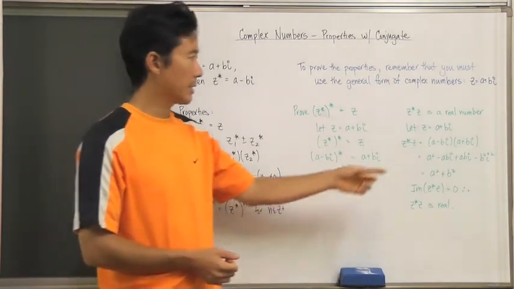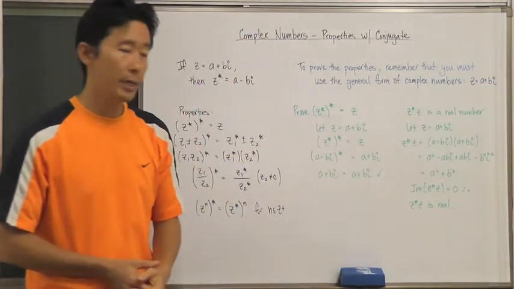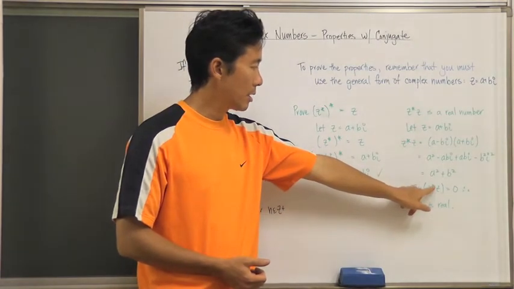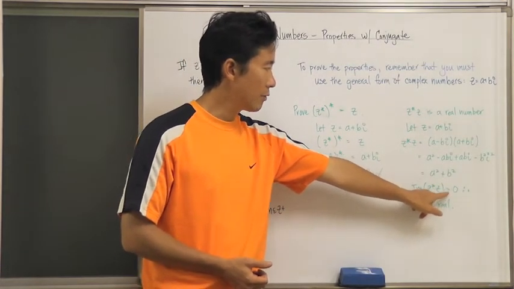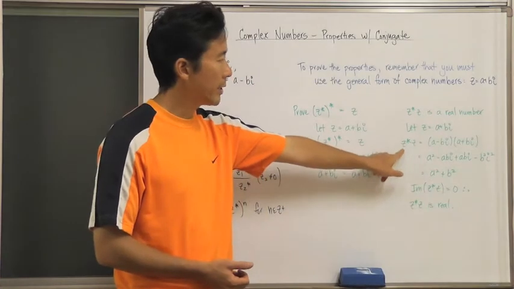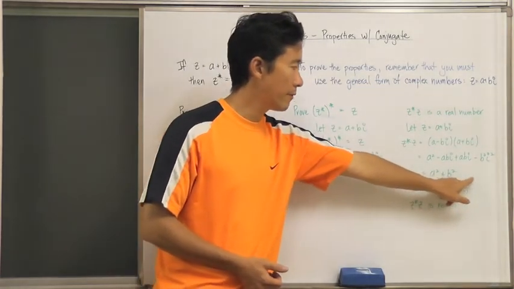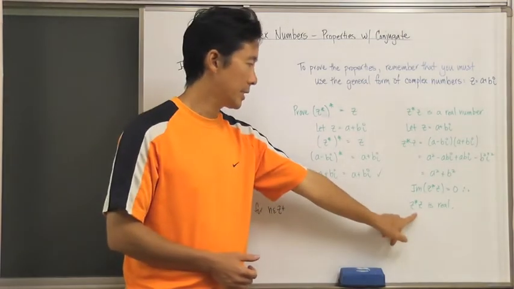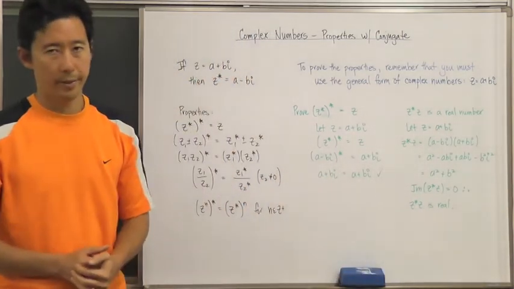Now, that doesn't necessarily say that this is a real number yet. What we need to say is that the imaginary part of z conjugate times z is 0, because when we multiply this, we have no imaginary part. And therefore, we know that z conjugate times z is real.